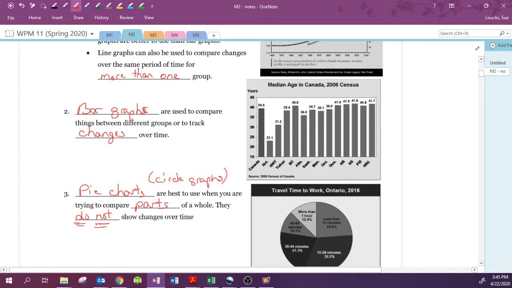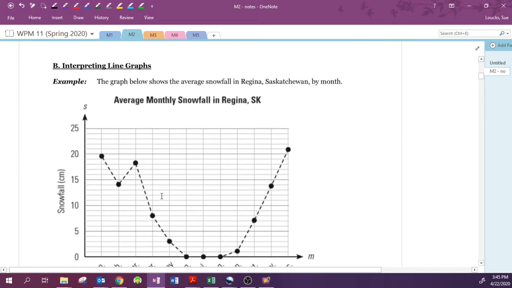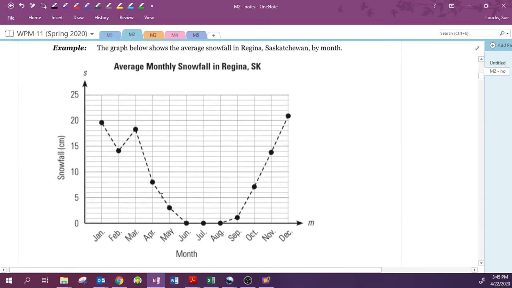Okay, let's look at some examples. Interpreting line graphs. So the graph below shows the average snowfall in Regina, Saskatchewan by month. So I'm going to leave the graph up there and just read the questions off of the bottom half of the page. What month has the highest average snowfall and how much snow fell that month?